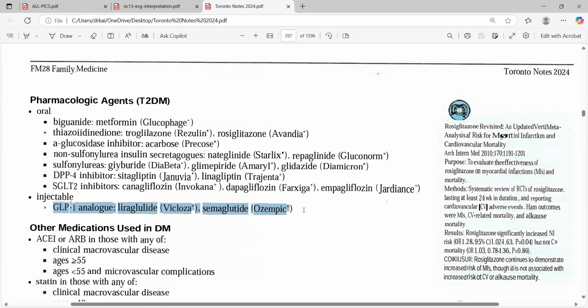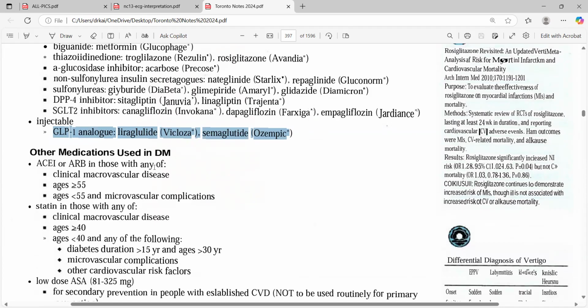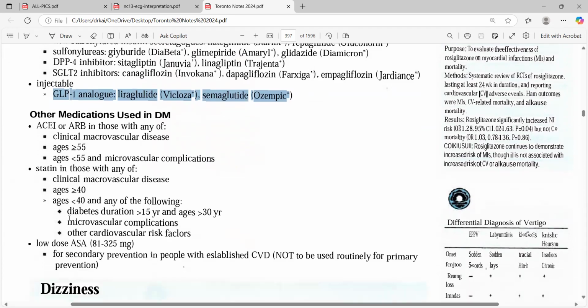GLP, please remember this one, is basically for weight loss, the Ozempic one. The GLP causes weight loss. It's very important. They can ask you, if someone just wants weight loss, which diabetic medicine helps with weight loss? The one that is basically the GLP analog. Then ACE inhibitors and ARBs for those with any macrovascular diseases, age more than 55. Statins can be used if there is any hyperlipidemia or heart conditions, and then start with aspirin.